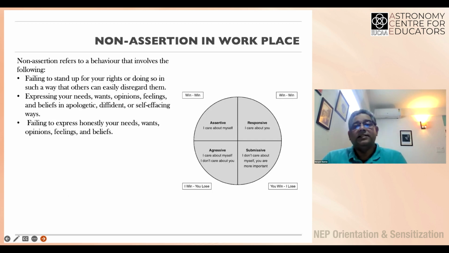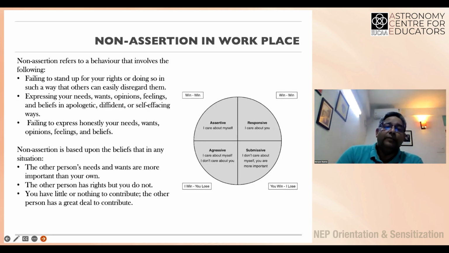Whereas the non-assertive behaviors in the workplace involve the following. For example, failing to stand up for your own rights, or doing so in such a way that others can easily disregard you. Expressing your needs, wants, opinions, feelings, and beliefs in apologetic, diffident, and self-effacing ways. And third is failing to express honestly your needs, wants, opinions, feelings, and beliefs. So these are the non-assertive behaviors.